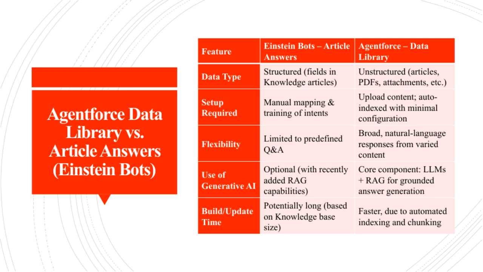Finally, the build and update times differ quite a bit. Einstein bots can take longer to set up and update, especially with larger knowledge bases, whereas Agentforce benefits from automated indexing and chunking, making updates faster and more efficient. Overall, these differences highlight how Agentforce's approach aims for faster, more flexible, and content-rich responses, aligning well with the goal of delivering a more natural and effective customer support experience.